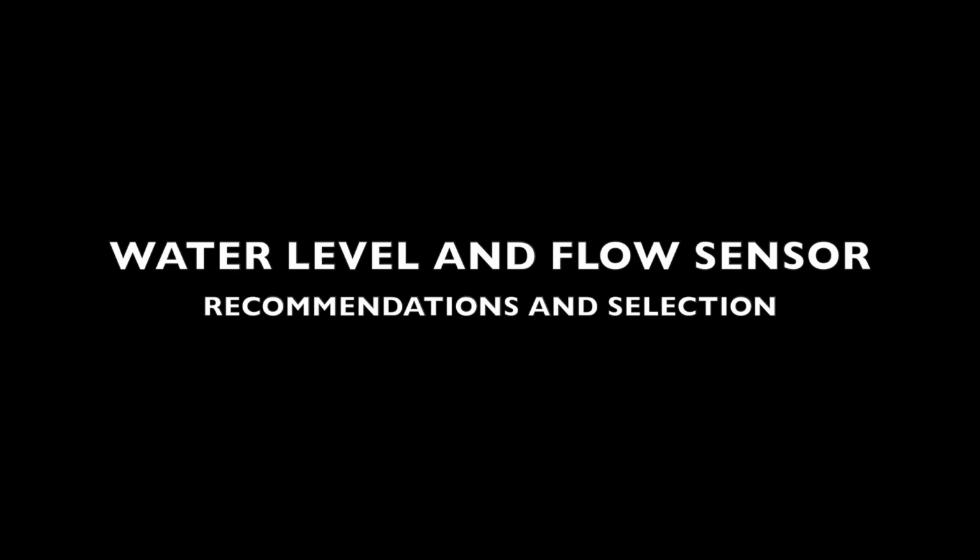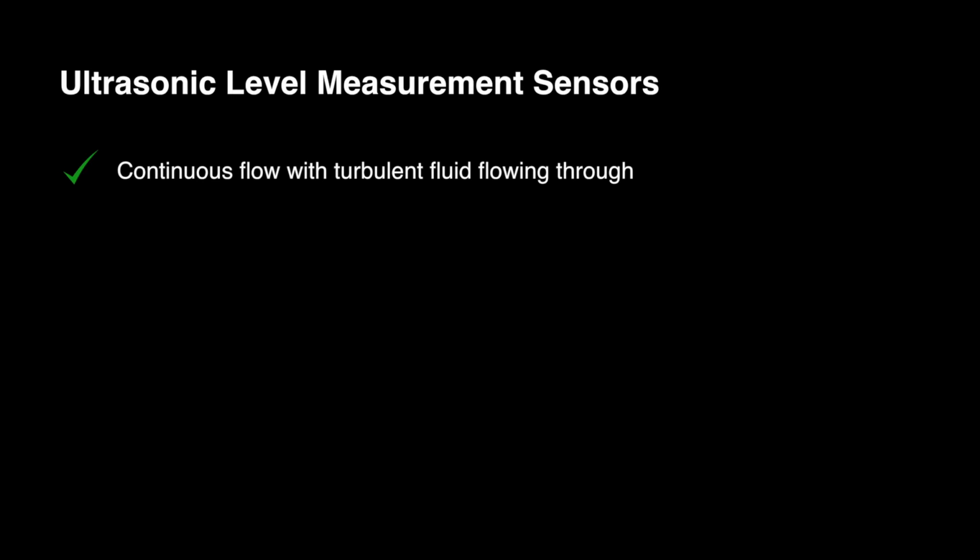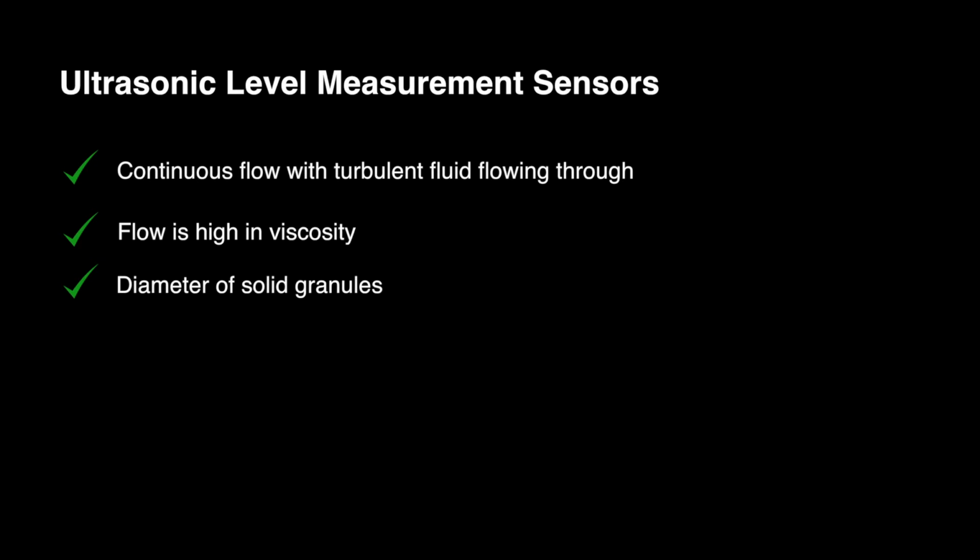Water level and flow sensors recommendation and selection are based on the criteria chart for level measurement selection from Siemens, which can be seen here. Ultrasonic level measurement sensors are preferred based on the following criteria for the screening process: the flow is continuous with turbulent fluid flowing through, the flow is also high in viscosity, and it also contains solid granules flowing through it that have a diameter bigger than 25 millimeters.